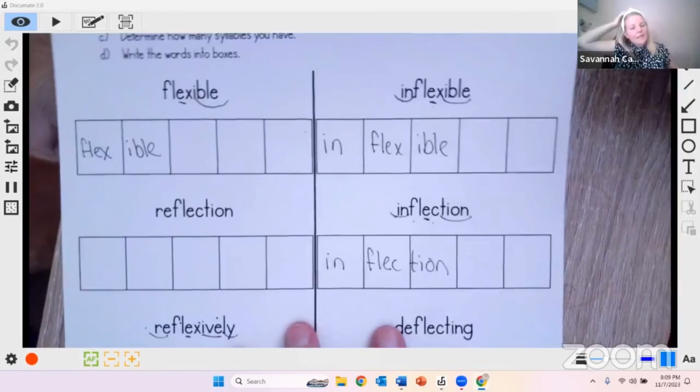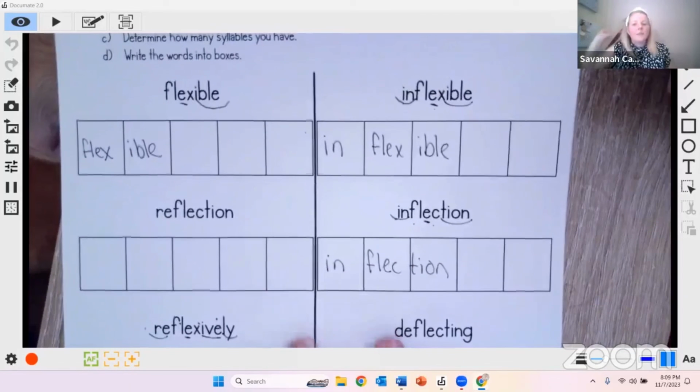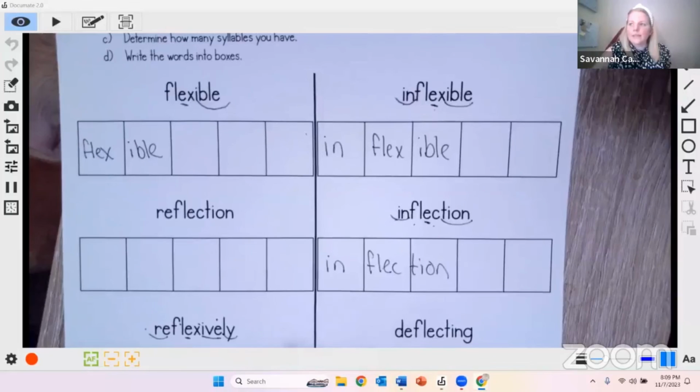I made these because I am using real text with my students, and I don't always have it super controlled for the practice that they have. So if I'm teaching you the root flex, I want to be able to give you practice with that rule, and I know that the text we're reading might not have it. So I use these now to give my kiddos practice in the specific morphemes that I'm teaching them.